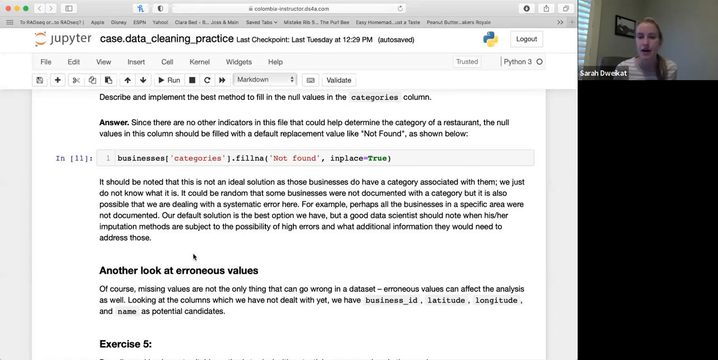Just like there were comments about, shouldn't we have figured out if there was a relationship between stars and funny and those other columns before we filled in missing data based off of each other, and that was correct. We should always do additional analysis to what's being done right here to figure out what's actually going on in our data.